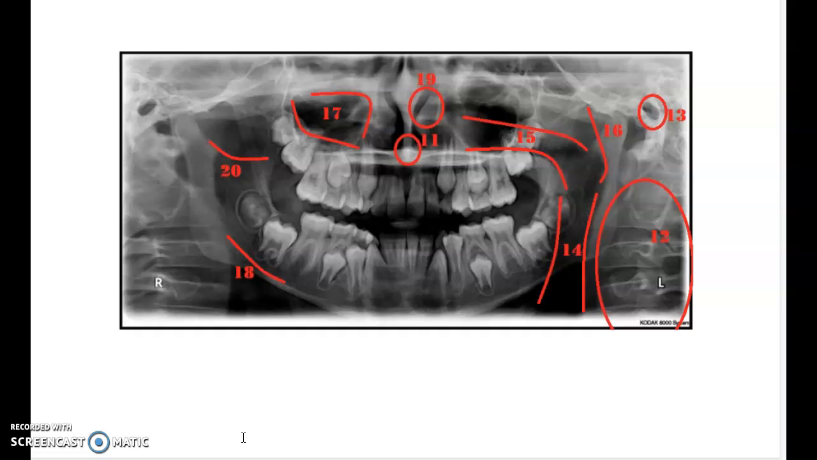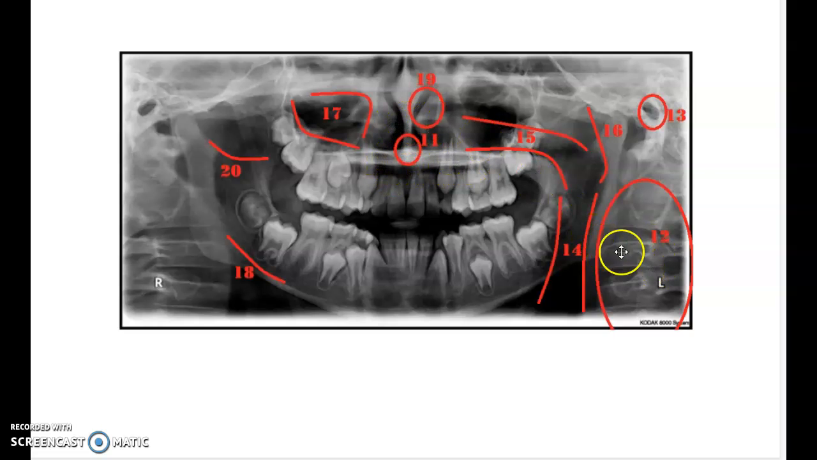So we're going to start with 11, which is the anterior nasal spine, which is a V right there. You can see a V-shaped radiopaque area situated at the intersection of the floor of the nasal cavity and nasal septum. So that's number 11, anterior nasal spine.